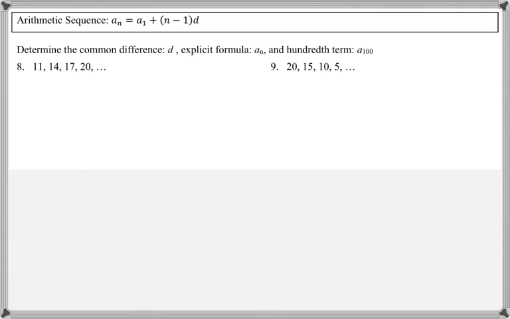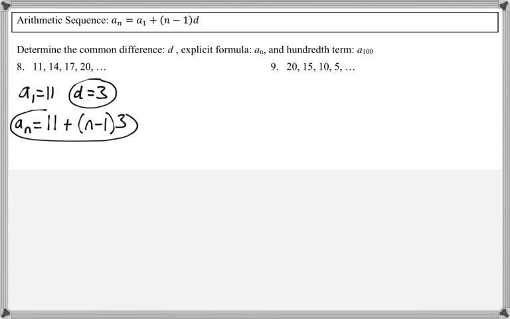Okay, it says determine the common difference d, the explicit formula an, and the 100th term a100. So on number 8, my first term is 11, and my common difference is 3, because to get to each term I'm adding 3. So my formula is going to be an is equal to 11 plus n minus 1 times 3.